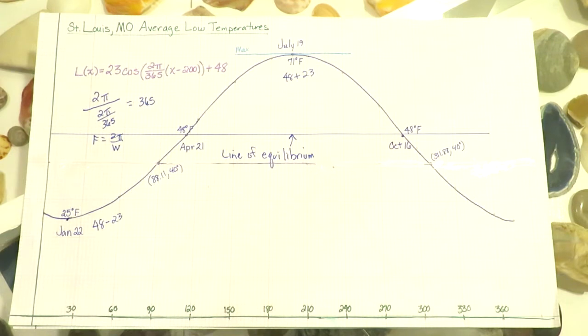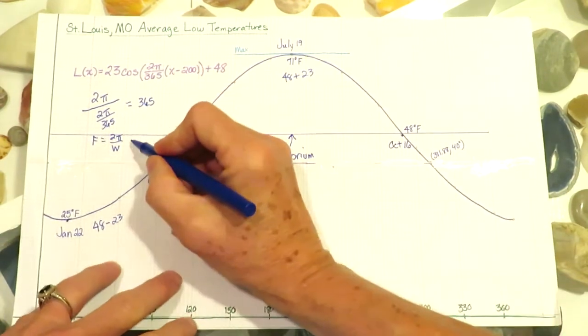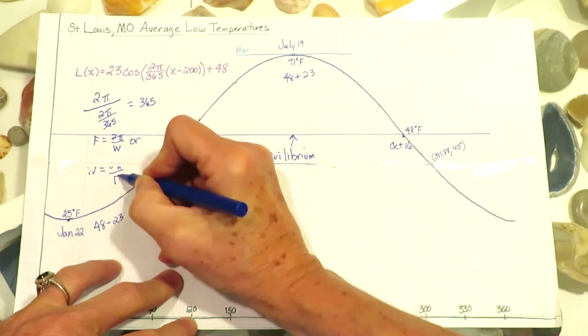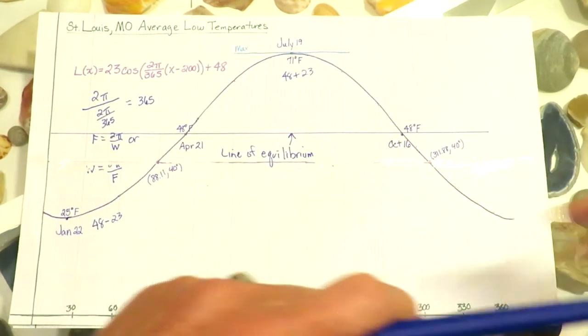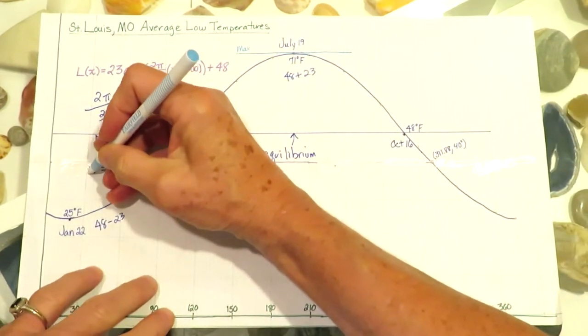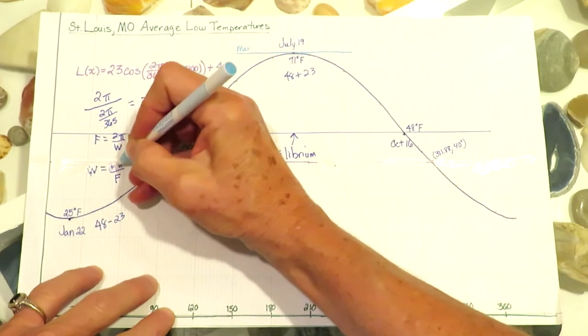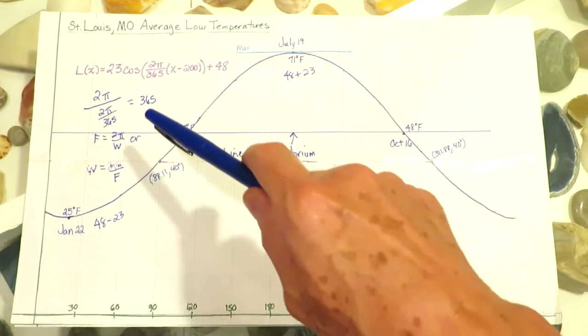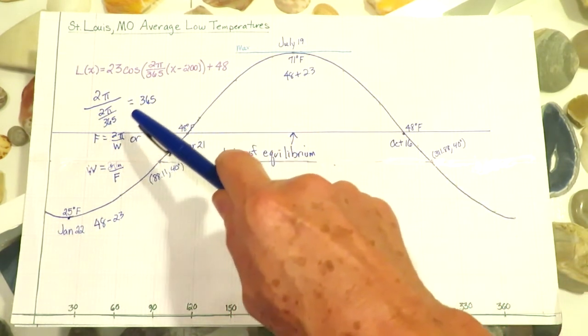So there's this relationship between frequency per 2 pi and the wavelength. The frequency is equal to 2 pi divided by the wavelength, and vice versa. If you do algebra to solve that for W, then the wavelength is 2 pi divided by the frequency. So you could rewrite this as W equals 2 pi divided by the frequency. So anyway, if I take 2 pi and I divide by the frequency, I get the wavelength.